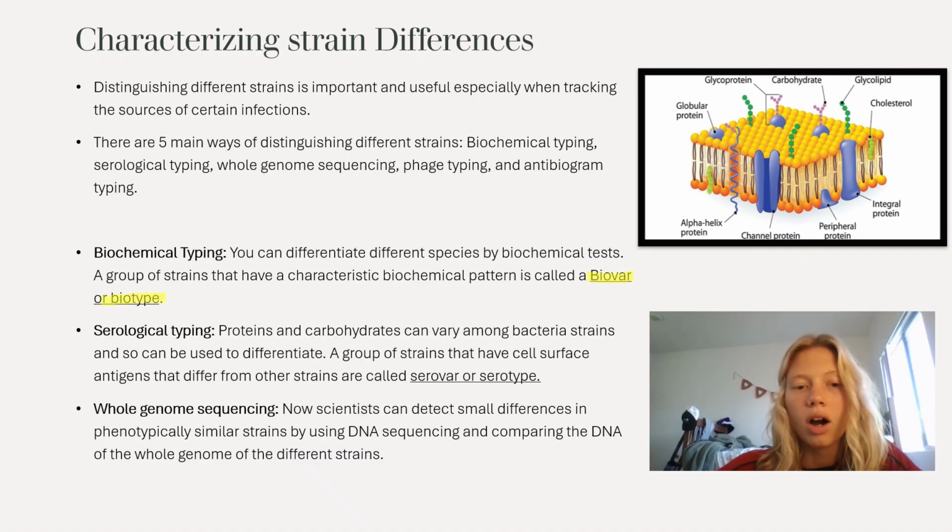Serological typing: proteins and carbohydrates can vary among bacterial strains, and so they can be used to differentiate. A group of strains that have cell surface antigens that differ from other strains are called serovar or serotype. Whole genome sequencing: now, scientists can detect small differences in phenotypically similar strains by using DNA sequencing and comparing the DNA of the whole genome of the different strains.